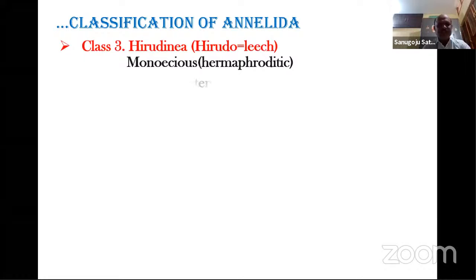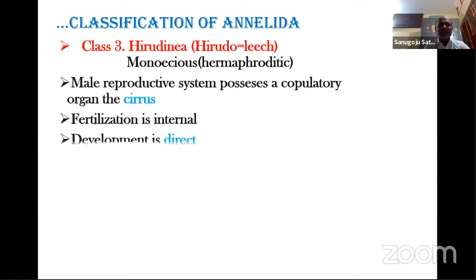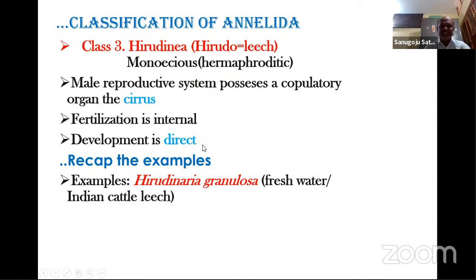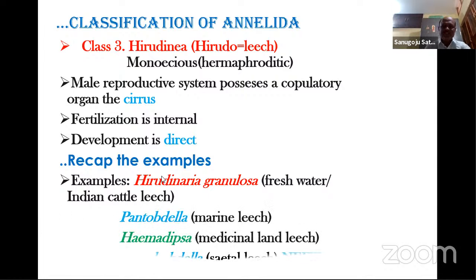If you go to the classification, the class Hirudinea is as important as Polychaeta. Here, Hirudinea are monoecious, hermaphroditic in nature, that means both sexes are present. The male reproductive system possesses a copulatory organ, the cirrus. Fertilization is internal. The development is direct. Let's go through the examples once again, children. Hirudinaria granulosa, the freshwater Indian cattle leech, is there.